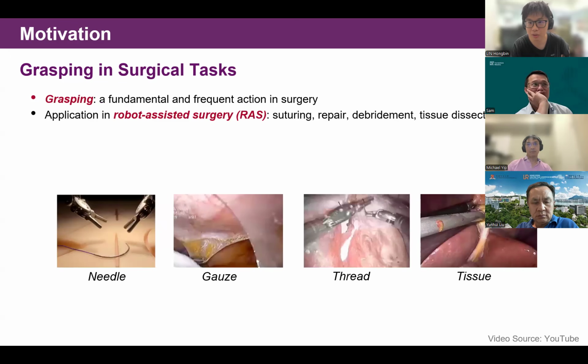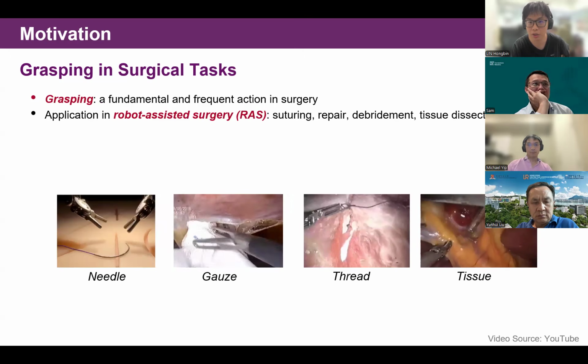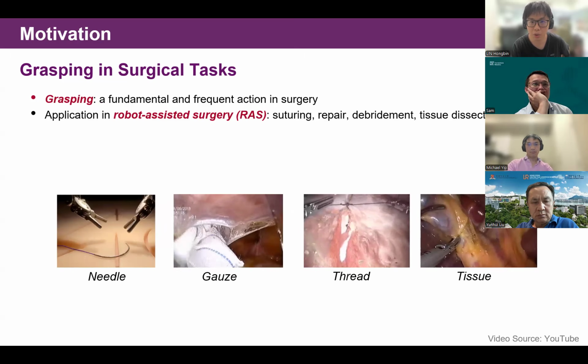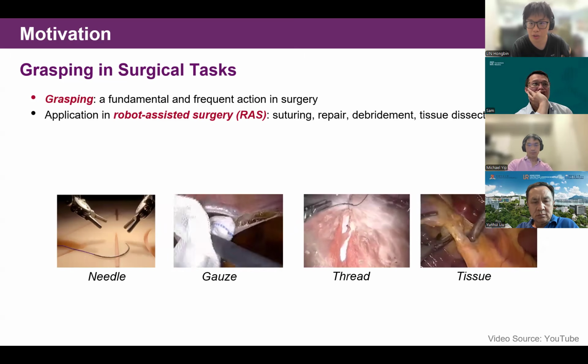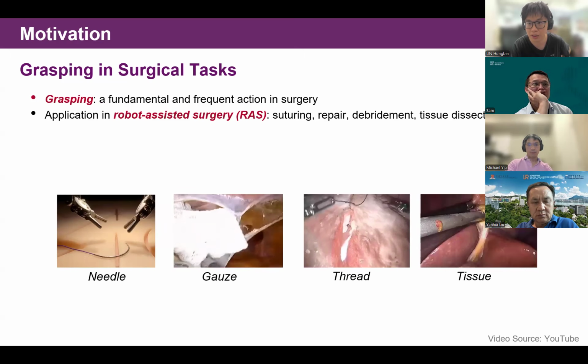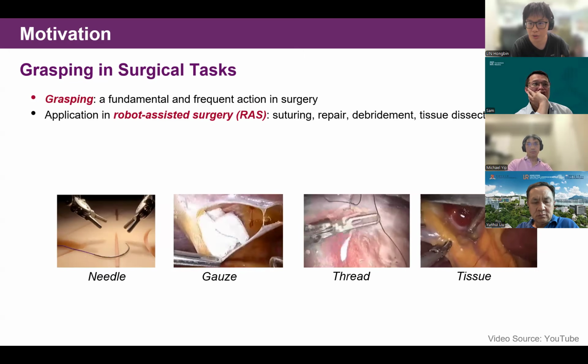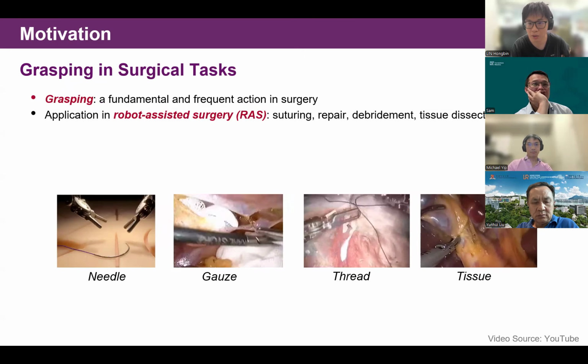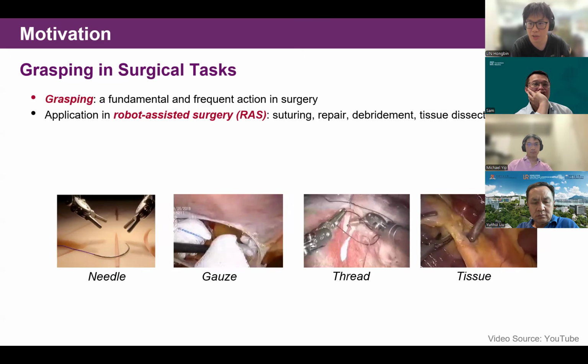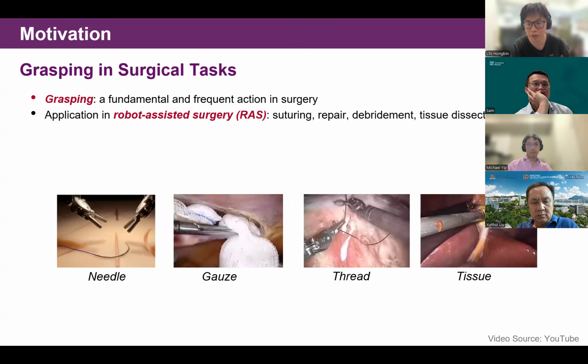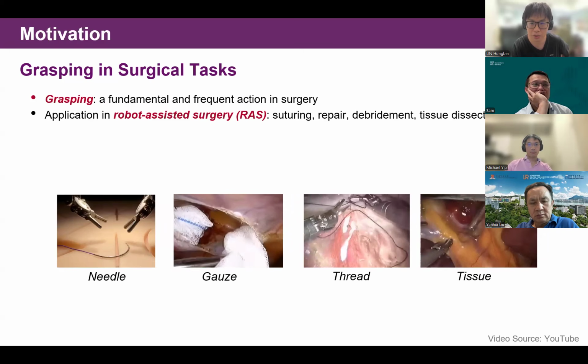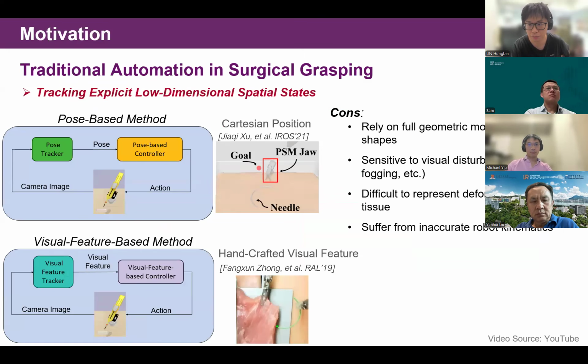In this thesis, we investigate a fundamental and frequent action in the surgical procedure, grasping. It occurs when the surgical tool is required to handle the needle, gauze, thread, and tissue in the surgical task. In robot-assisted surgery, the grasping action can be automated for suturing, repair, debridement, tissue dissection, and retraction.